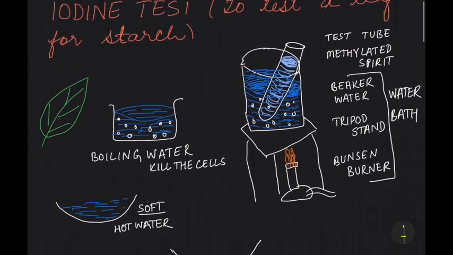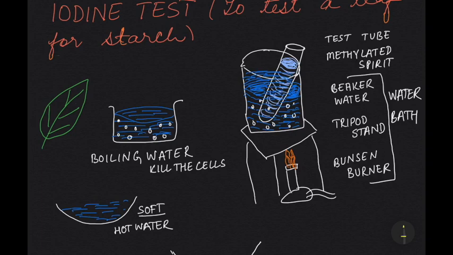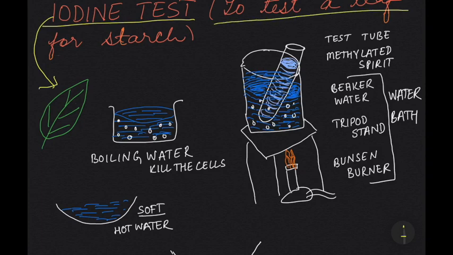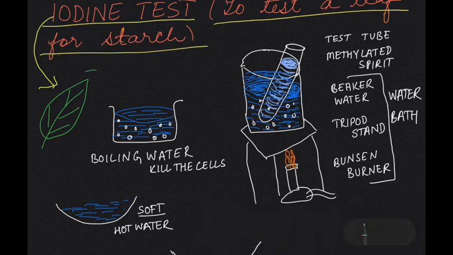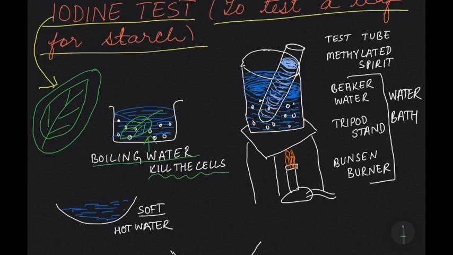The next thing that we do is the iodine test to the leaves. When we do the iodine test, we are testing a leaf for starch, whether the leaf has starch or not. For doing that, we take a leaf either from outside in the sunlight or from the dark room, and we place it in boiling water. Why? To kill the cells.